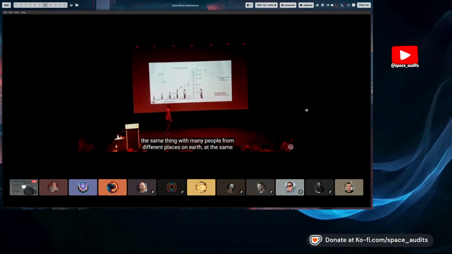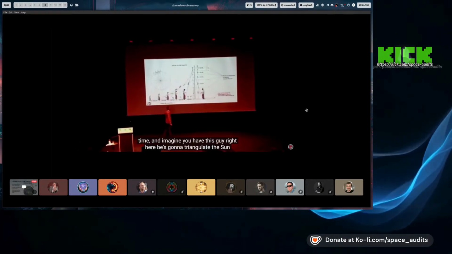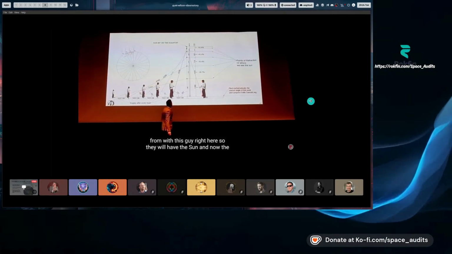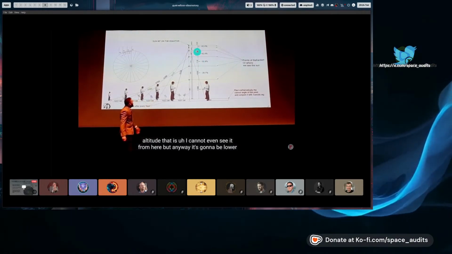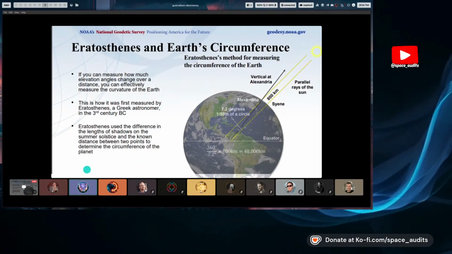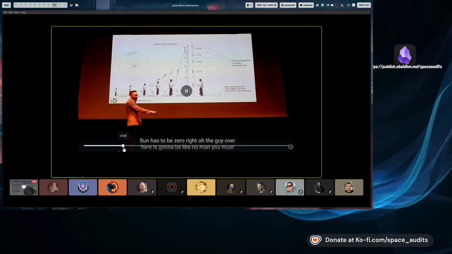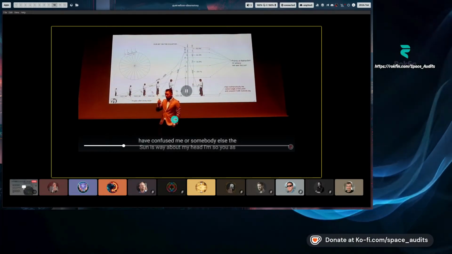Now, if you want to do the same thing with many people from different places on Earth at the same time, imagine this guy right here is going to triangulate the sun with this guy right here. They will have the sun at an altitude that is going to be lower than the first one. And the guy right over here is going to be like, no, man, you must have... Oh, I nailed it. Somebody else: the sun is way above my head.